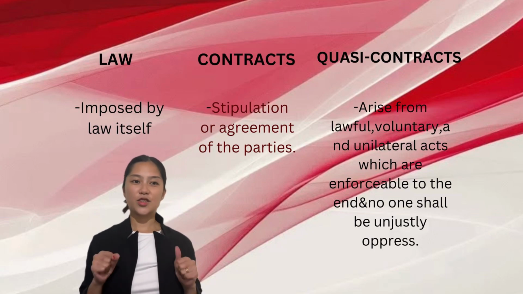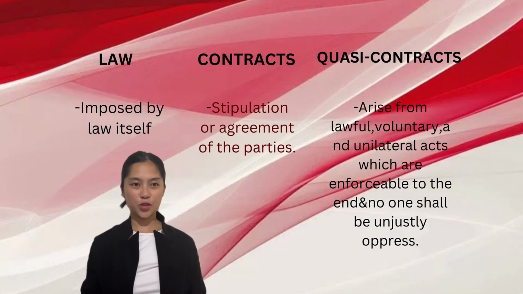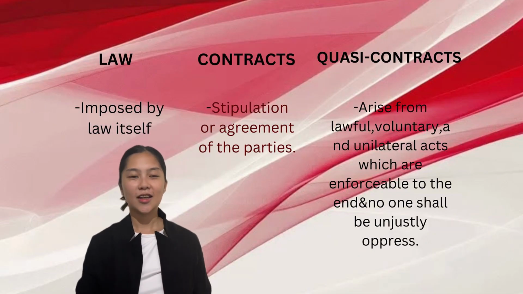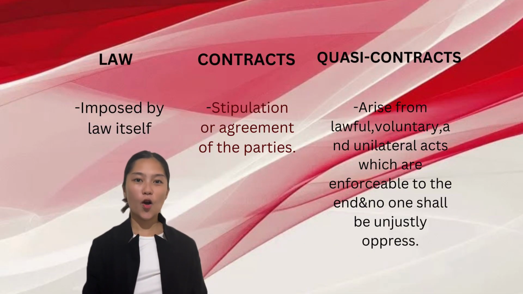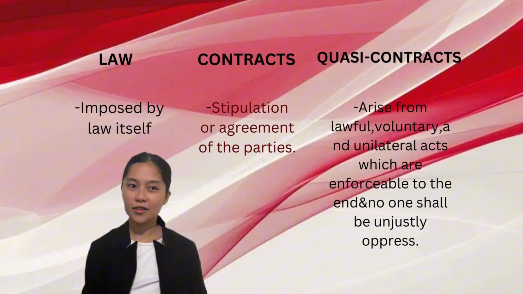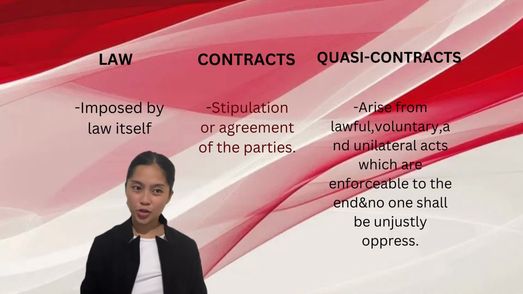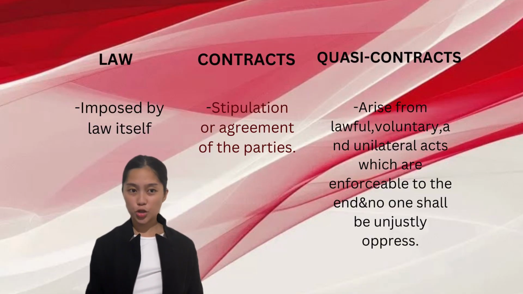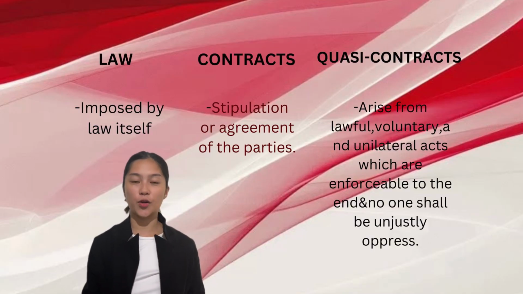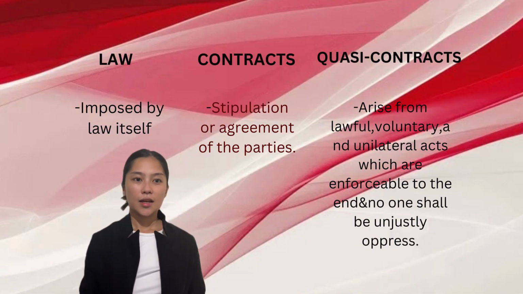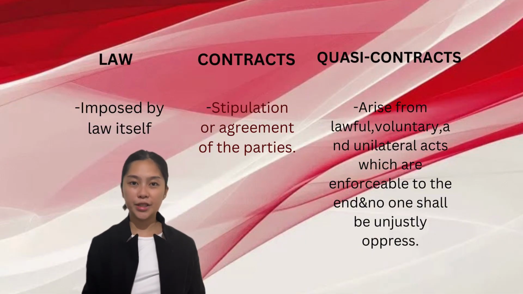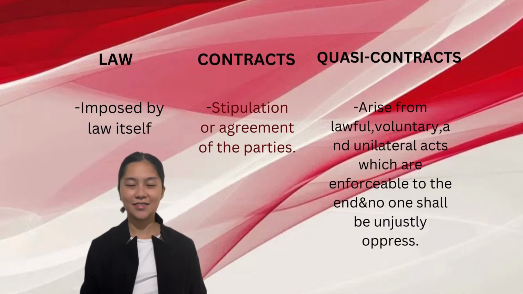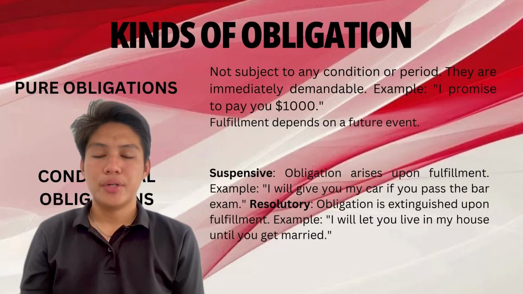Now, let's differentiate quasi-contract versus contract. Quasi-contract is only implied in law, ordered by a judge. No contract exists, while a contract can be expressed or implied, can be initiated by a party agreement, and a legal contract exists.